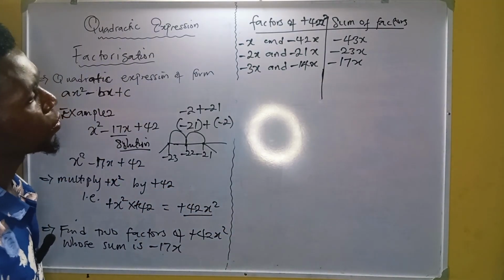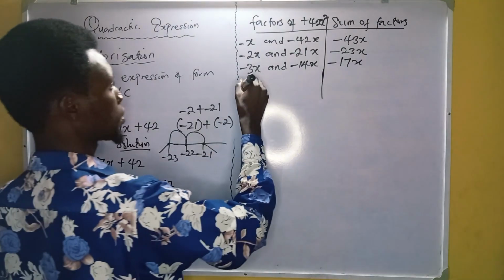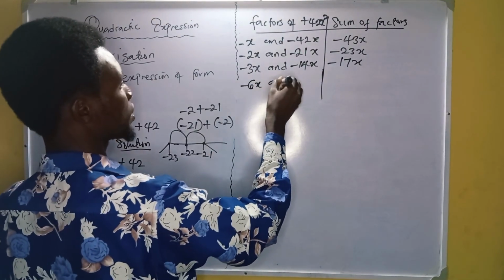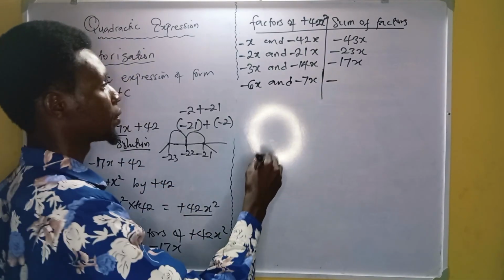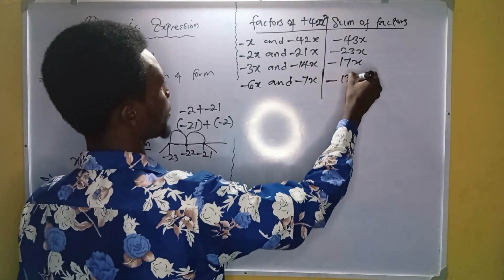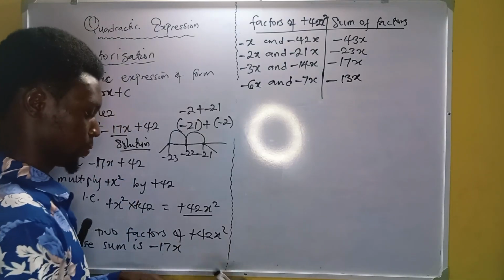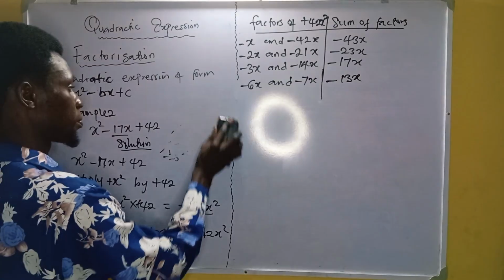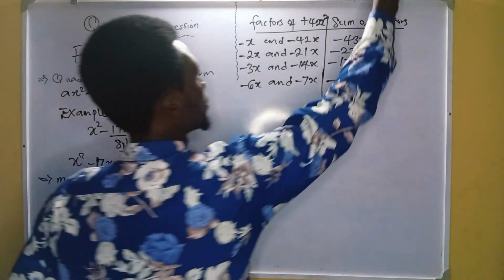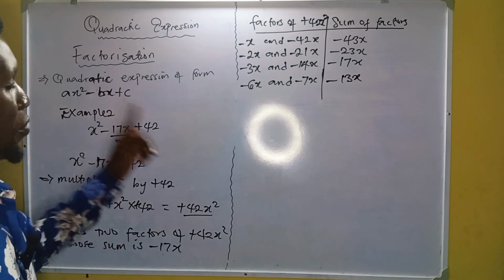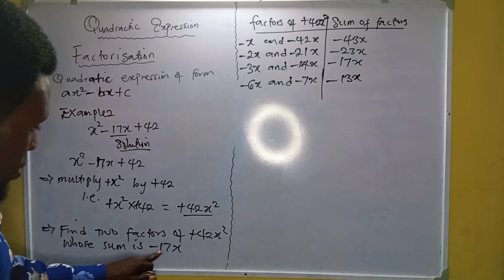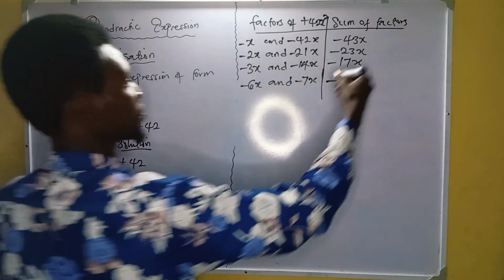Which other two numbers can you multiply to get 42? I think this should be minus 6 and minus 7. There you are going to have minus 13x. So we have gotten what we are looking for. This is it.